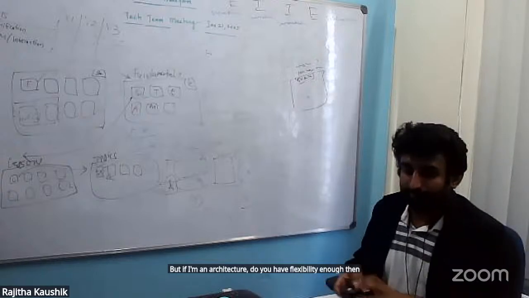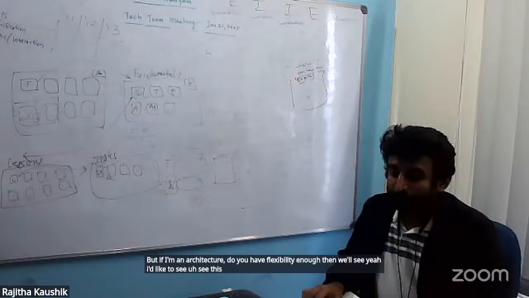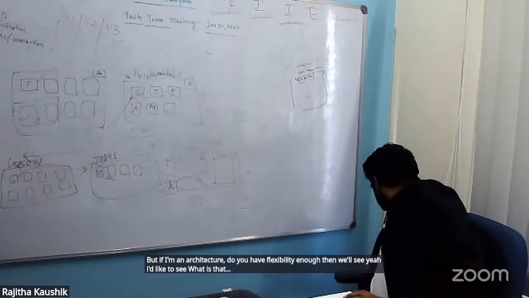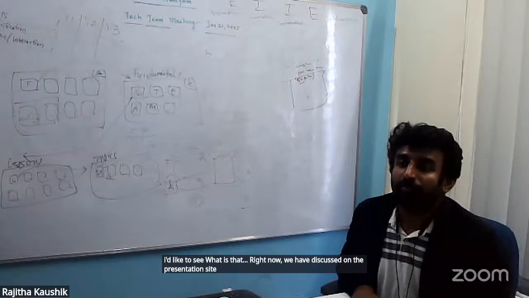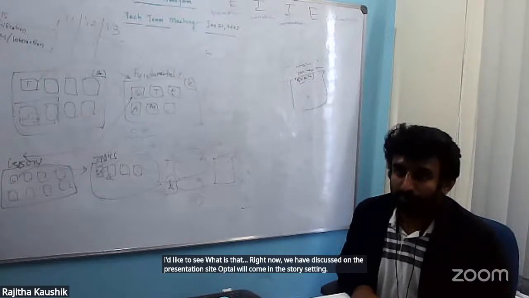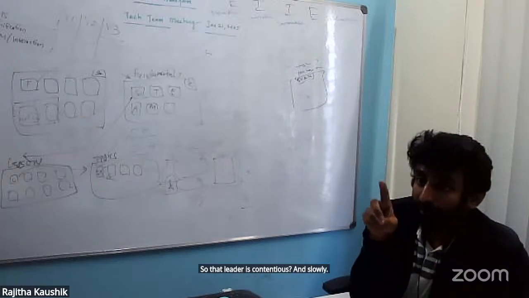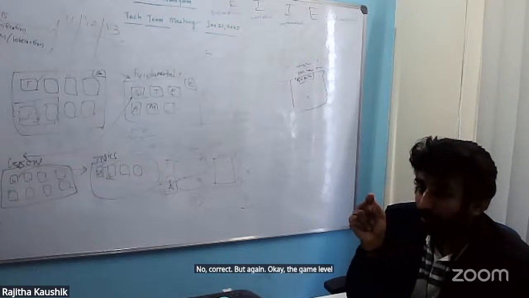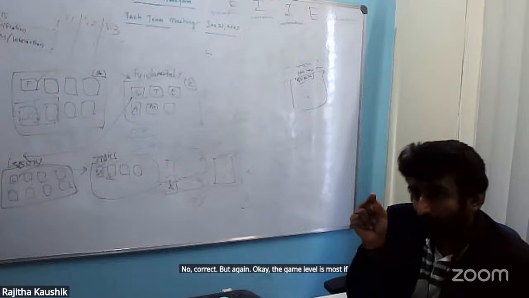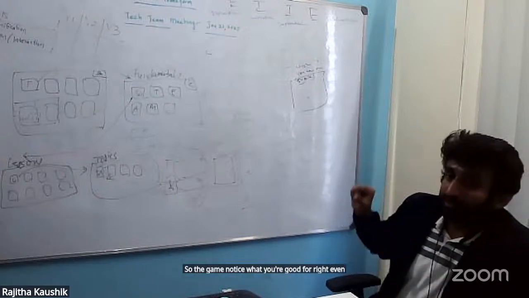Yeah. I'm yet to see. Right now we have discussed the presentation side. Your Octalysis will come in the story side. So there are three levels: content, presentation, and story. Correct, but the game level is the wraparound. The game level is what you are good for, even though parts of it will come in UI UX.